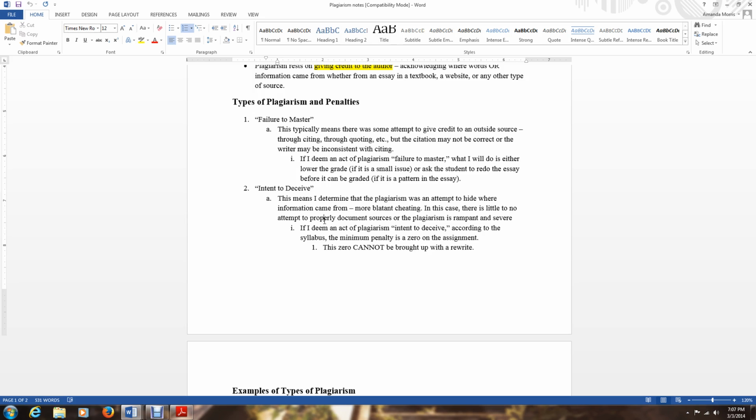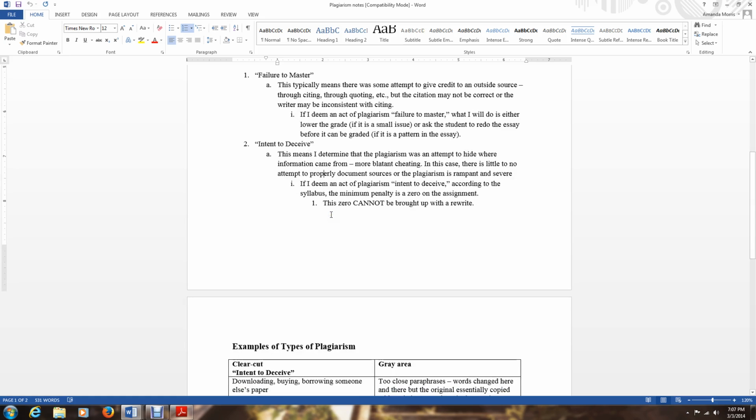This typically involves bigger passages in the essay. It's not a sentence here and there. It's typically from multiple locations or a lot from one location, and usually full sentences, paragraphs, and that sort of thing. If the plagiarism is what I would call intent to deceive, what's going to happen, and this is outlined in the syllabus, is that it will be a 0 on the assignment. If this is a final draft, that means 20% of the grade is now a 0 for the course. This is not something that can be rewritten.